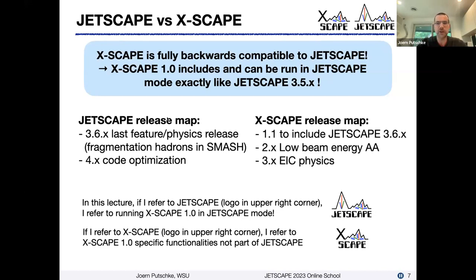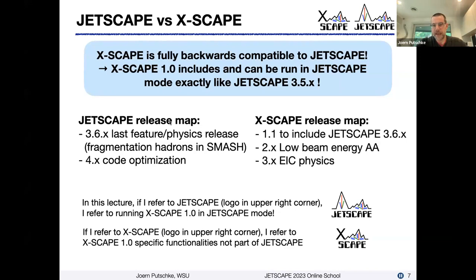Because at some point, and pretty soon, if we look at our intended release maps, JETSCAPE 3.6 will be the last release of the JETSCAPE framework on that GitHub, which includes new features and new physics. In particular, fragmentation hadrons and SMASH, and I'm sure that there will be a hands-on session discussing this in more detail. The only other update we envision is a JETSCAPE 4 release, which will purely be focused on code optimization to increase efficiency and minimize runtime. So with this said, after 3.6, we are adding no new features from a physics perspective to the JETSCAPE repository.